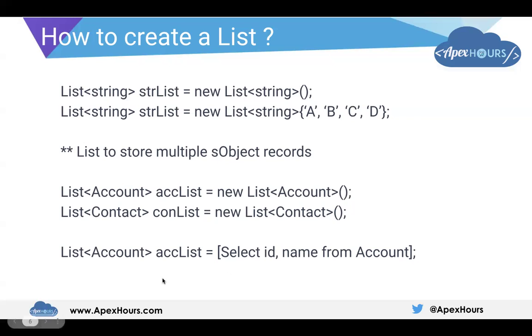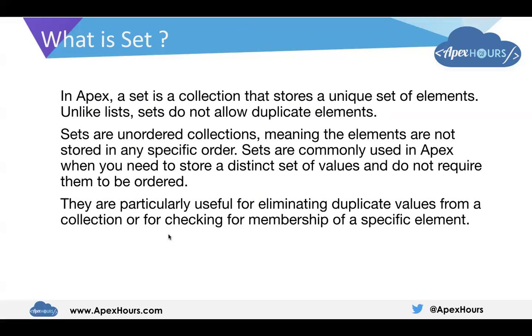Now, list of account ACC list is equals to select ID comma name from account. What is this line doing? Basically, every SOQL statement, so this is an SOQL, select ID comma name from account, always returns a list of records. Which records? The account records. So here the records are account records. This query will return a list and all the records we are assigning into this ACC list. Correct? Okay.